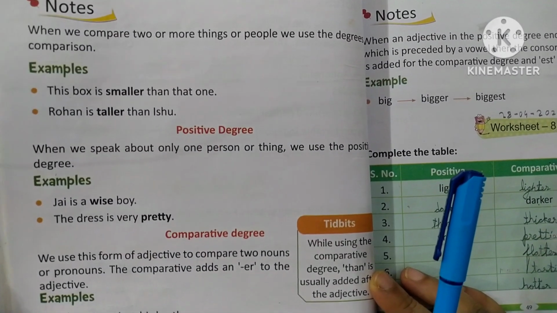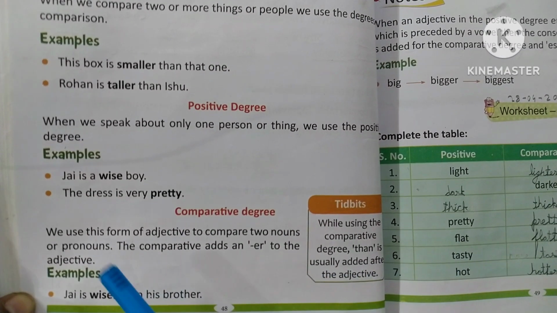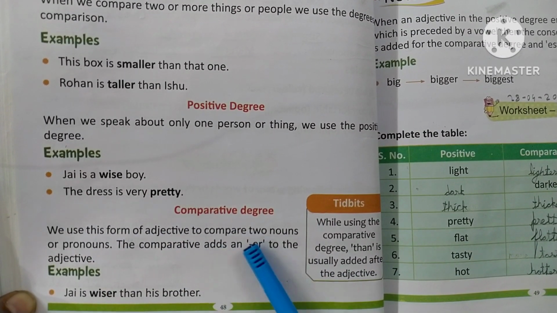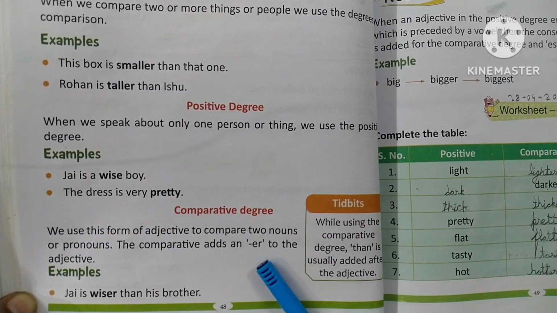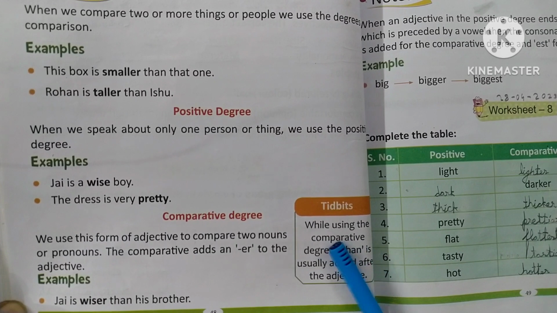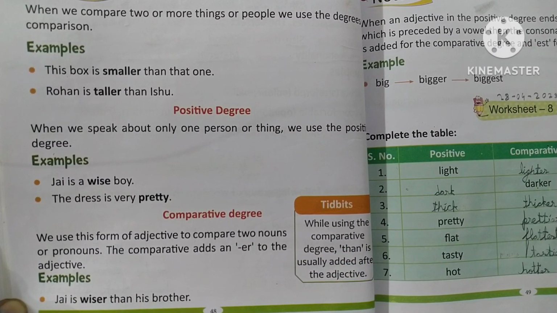Next, comparative degree. Comparative means we are comparing. We are comparing two things. We use this form of adjective to compare two nouns or pronouns. The comparative adds an ER to the adjective. While using the comparative degree, than is usually added after the adjective.